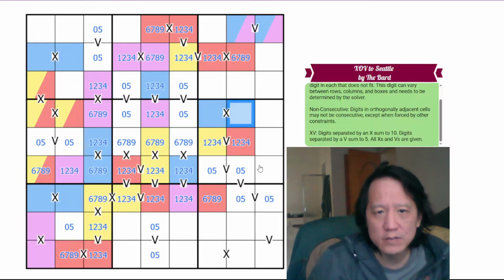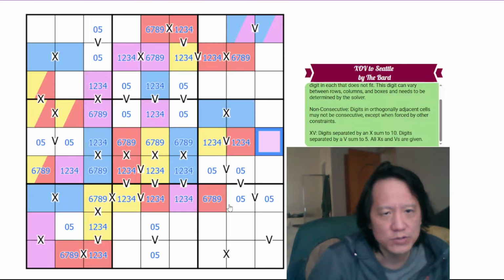Okay. This is a V. Okay. This is blue high. This is red high. This is pink no matter what, but we don't know which. It's 1 through 4 or it's 6 through 9. We just don't know.